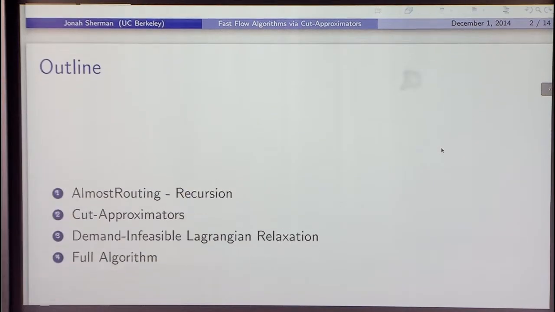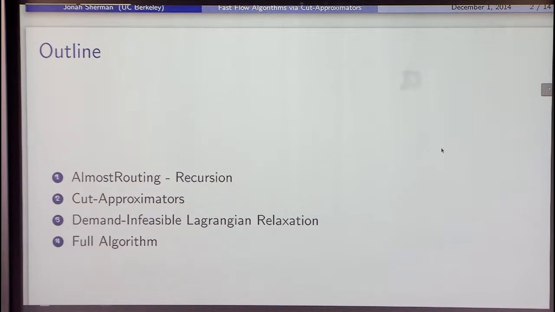Okay, so let me give an outline. So I'm going to talk about, first, just the overall approach, what the algorithm is doing. It involves this notion of almost routing and recursion. And then I'm going to talk about the key ingredient that makes all this work, which is the notion of a cut approximator. And then I'm going to talk about the general framework in which this algorithm fits, which is basically demand infeasible Lagrangian relaxations. And then at the end, I'm going to give you the full algorithm.